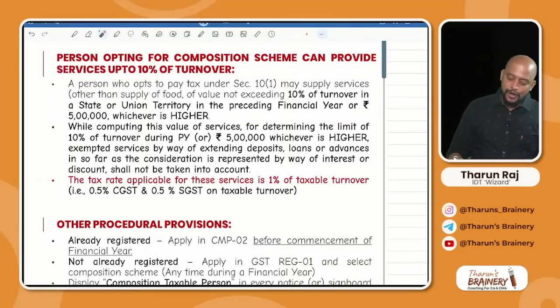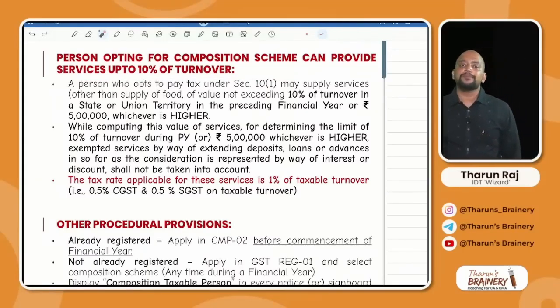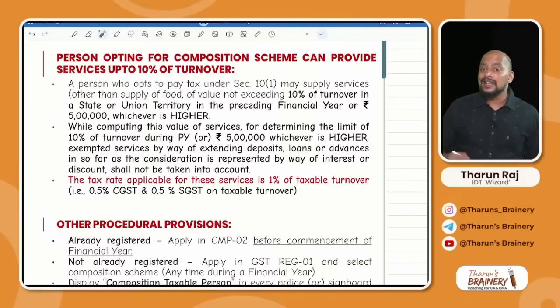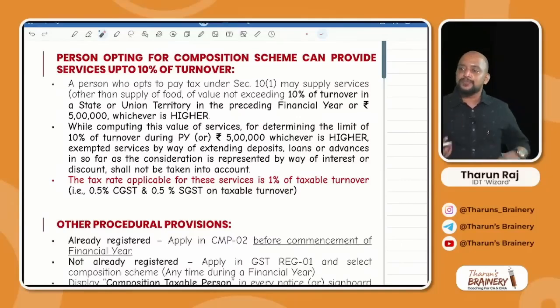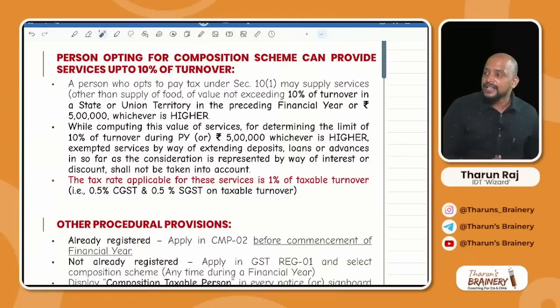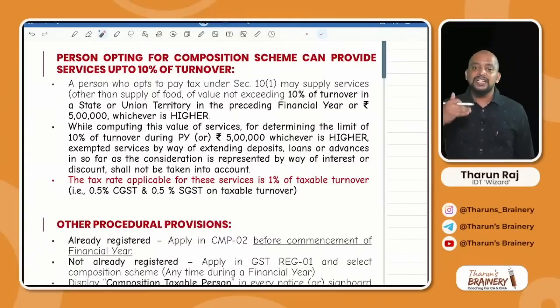Next, you can see here, a person opting for the composition scheme can provide service up to 10% of turnover during the previous year or 5 lakhs, whichever is higher. Why 5 lakhs? For example, this is the first year in which I commence a business. So what is my previous year turnover? 0. Means this year can I opt for the composition scheme? Yes. But to what extent can I provide the services? Previous year 0, 0 into 10%, 0, or 5 lakhs. So at least 5 lakh services I can provide. That's why they brought in 5 lakhs, whichever is higher.